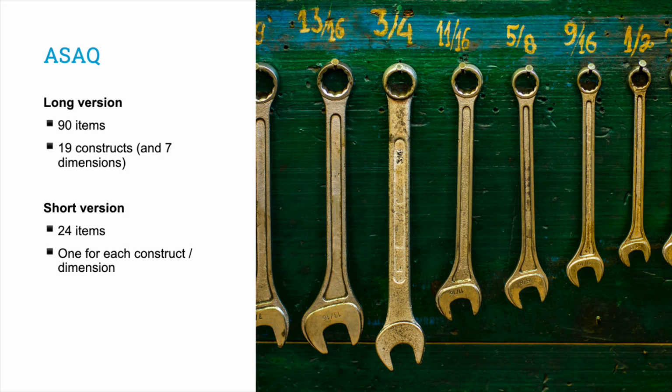There's the long version, which has 90 items. Then you have all the 24 constructs and dimensions that we have. Then you have a very broad and deep insight, we think. But we have also a short version, which is only 24 items. There is only one item per construct or dimension. So that gives you a quick overview.